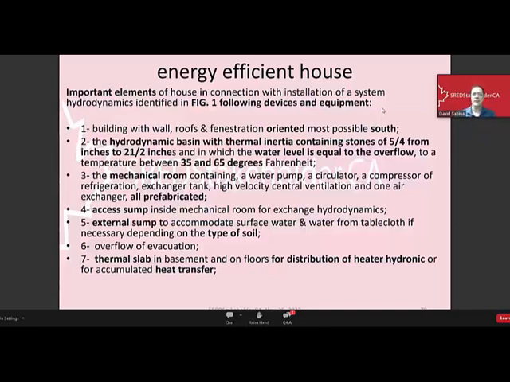We're also told that the hydrodynamic basin had to create thermal inertia containing stones of 5 1/4 inches to 21 1/2 inches. So this was not mentioned. Why that particular size? Was that particular size relevant? What kind of stones? Limestone? Did any of that have a relevance? So those all could have been relevant factors to talk about as the technological uncertainties.